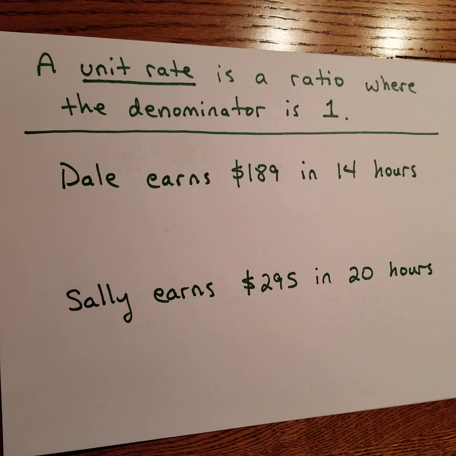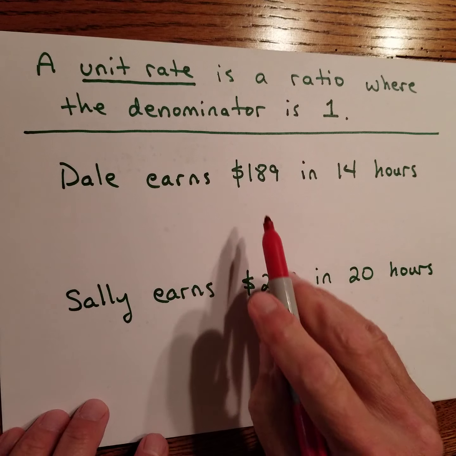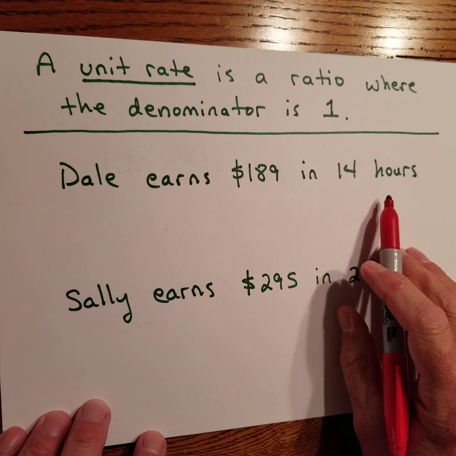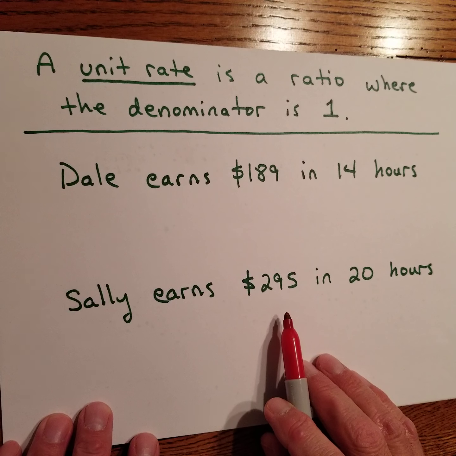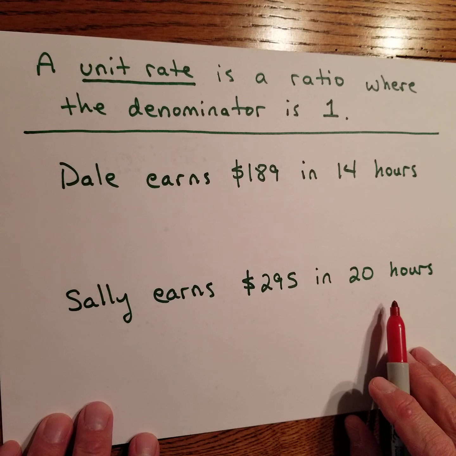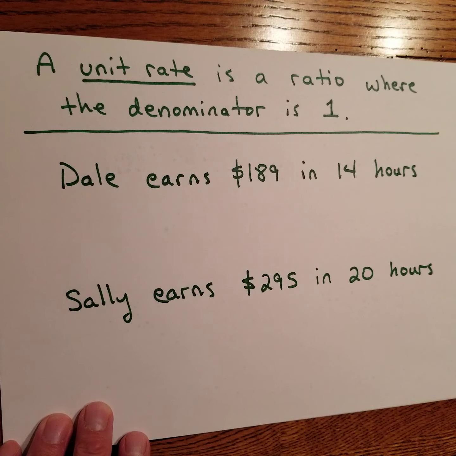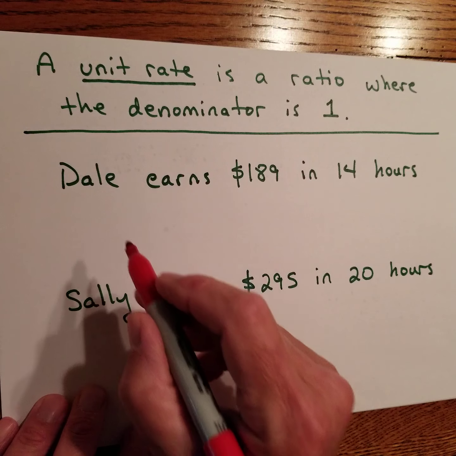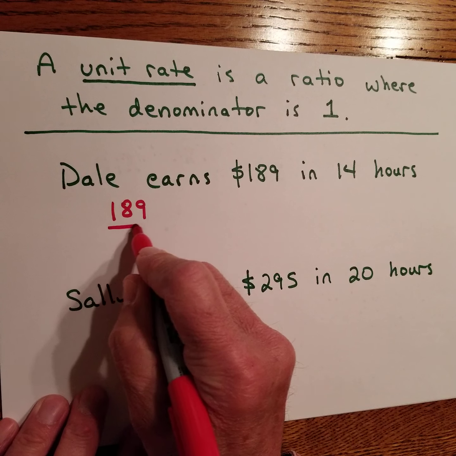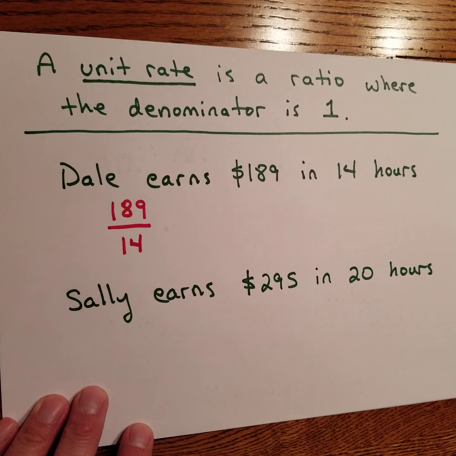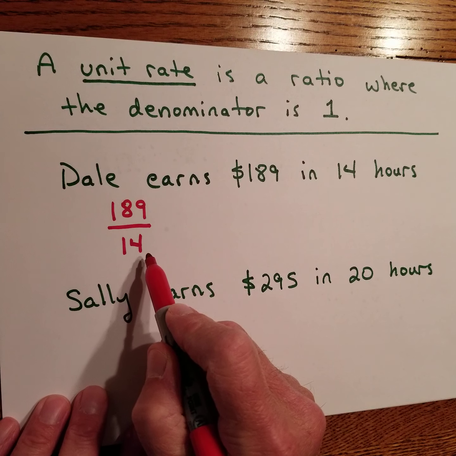Here's a nice example. Dale earns $189 in 14 hours. Sally earns $295 in 20 hours. Who's being paid better per hour? Well, let's check. We have Dale, who earns $189 in 14 hours. That's a comparison of 189 to 14.